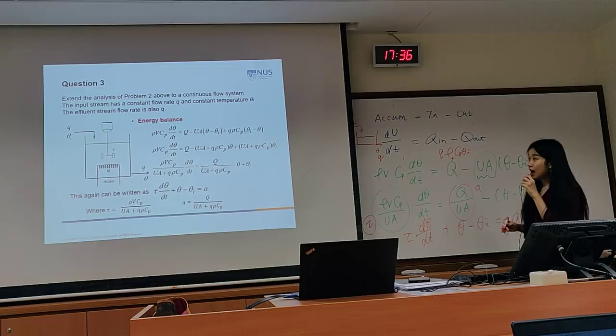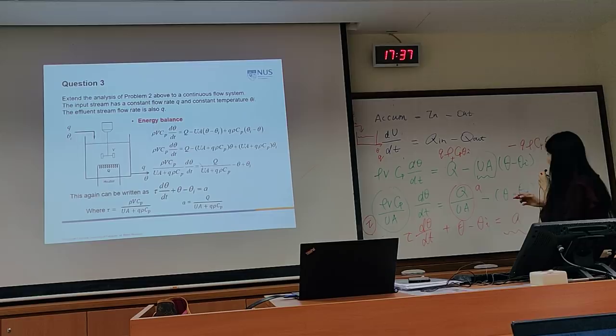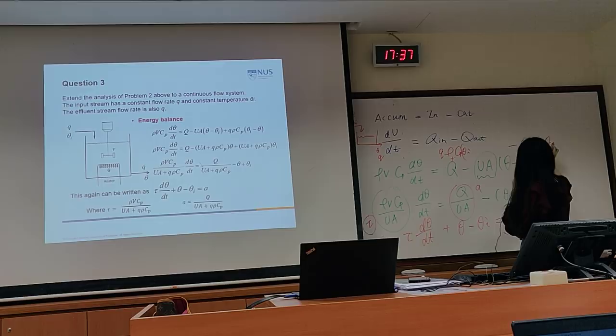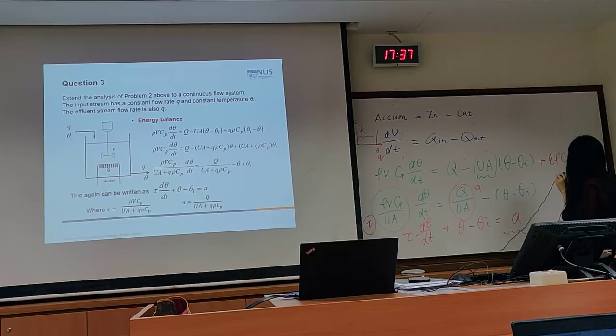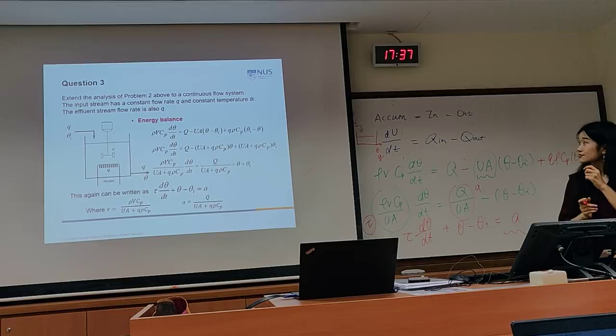Well, the outflow is what we take from the system, so we should minus that energy. So we should then minus this same Q rho Cp of temperature theta. Because the Q is the same, we make assumptions, this overall term will become Q rho Cp (theta I minus theta). That's how we add this additional term to the overall energy balance. Okay, then it becomes easier.